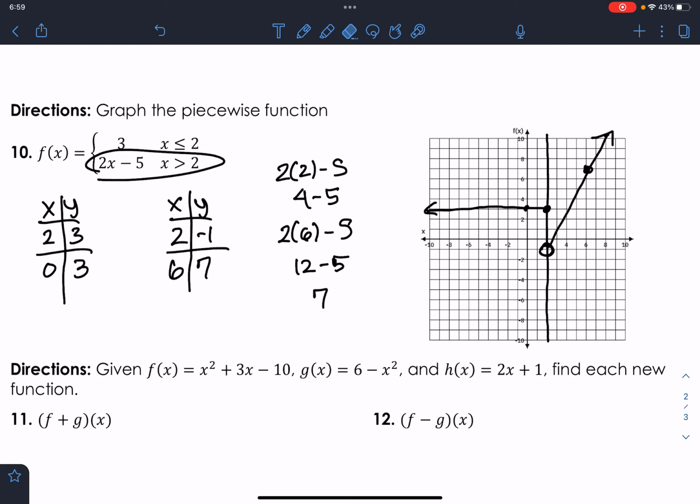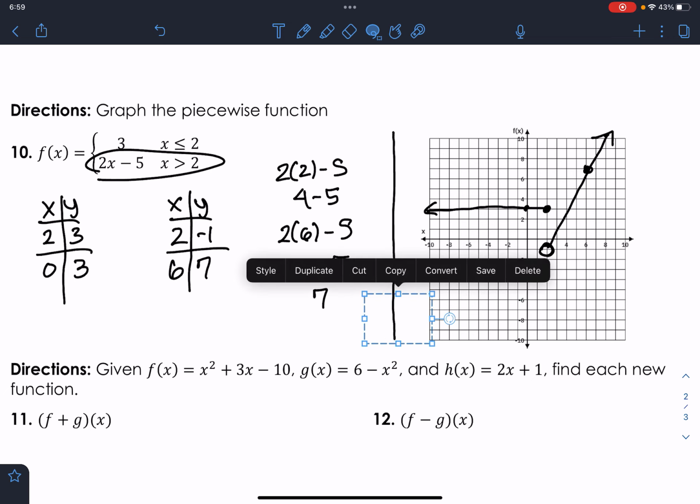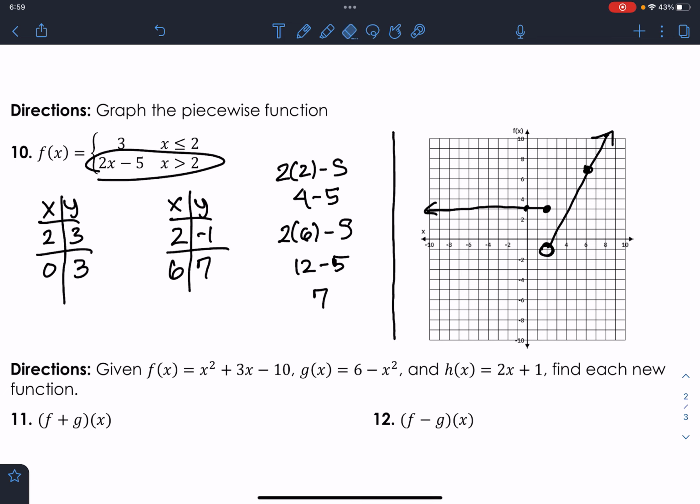And remember, this line right here is just an imaginary line. So this is just again to indicate where my separation is. So that one you don't really need to graph. So let me just erase it, get it out of the way.